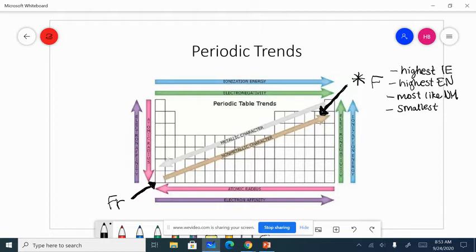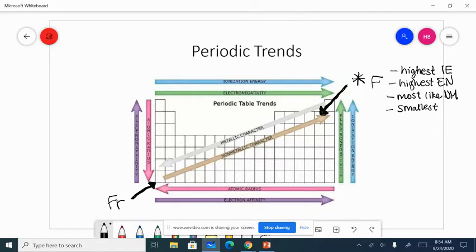What this means is it takes the most amount of energy to turn him into the ion. So it takes the most amount of energy to strip a valence electron away from him because he wants to keep his valence electrons. He has the highest ionization energy. That means that he is the best at taking other people's electrons. He is the most like a nonmetal. That means that he is dull, brittle, and he is an insulator, not a conductor. And he's the smallest, meaning he has the smallest atomic radius.